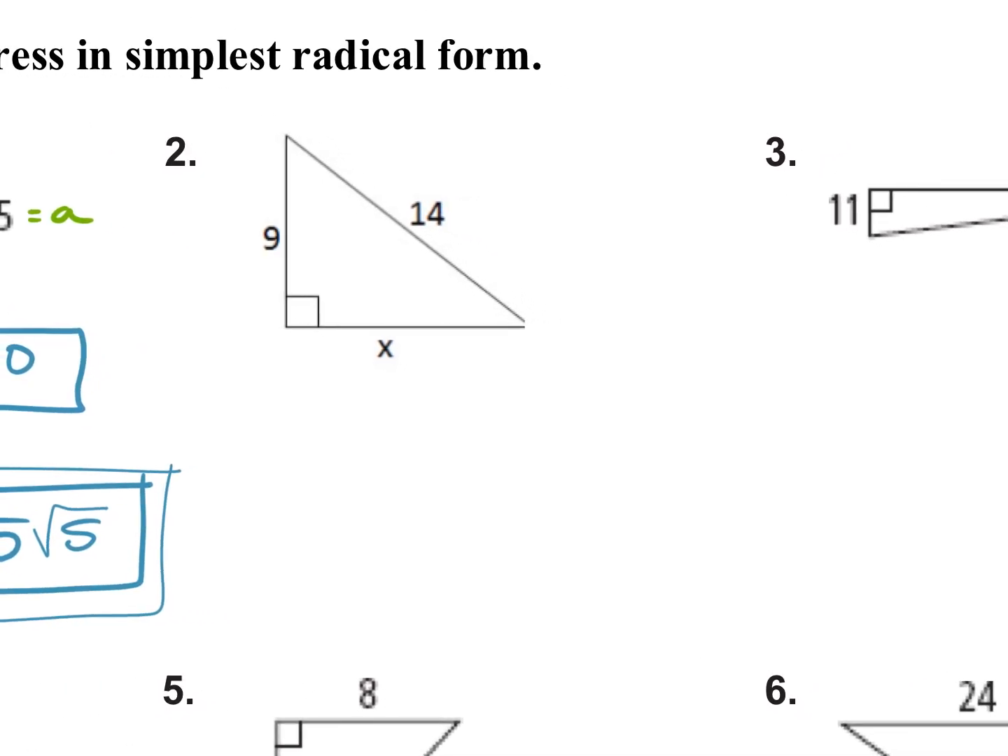Look at number 2. What's your A? What's your B? What's your C? 14 is C. The one that's across from the right angle has to be by itself. The other two, it doesn't matter. You can call this A and this B, or you can swap them. Just make sure that your C is the right C. How do you set that up in the Pythagorean theorem? 9 squared plus x squared equals 14 squared. What's your first step?